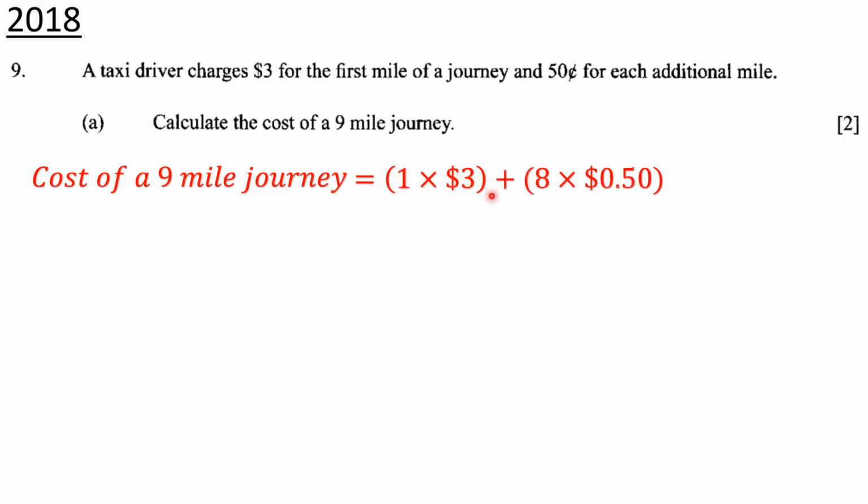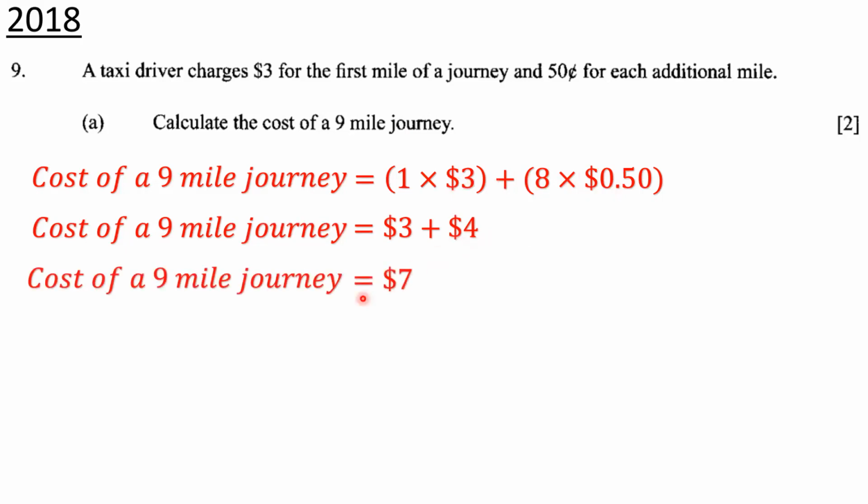And those 8 miles, they charge you 50 cents for each additional mile. It's going to be 8 times 50 cents, which is written as 0.50. And then we say 1 times 3, which is 3, and then 8 times 50 cents is $4. And so we add them and we get $7. So the cost for the 9-mile journey is $7.